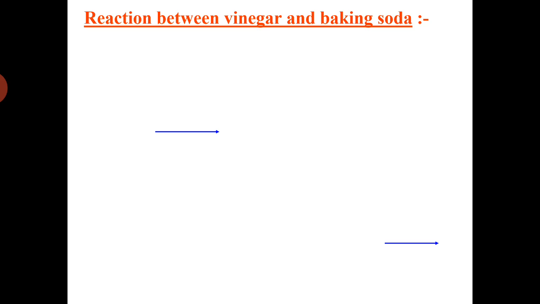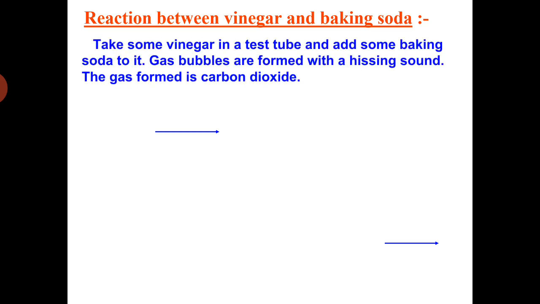Yesterday, we discussed a very important chemical change taking place due to the reaction between vinegar and baking soda. We were asked to take some vinegar in a test tube and then add some baking soda to the vinegar. What happens? We saw that gas bubbles are formed, and these gas bubbles are due to carbon dioxide.